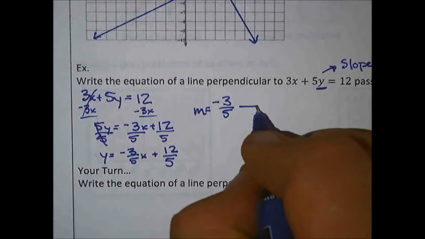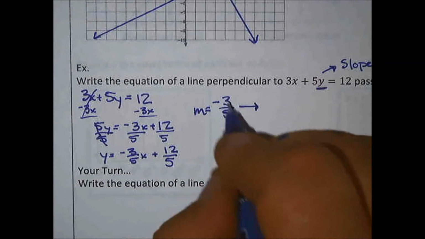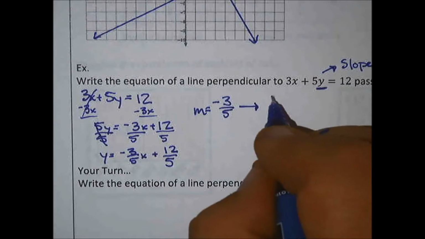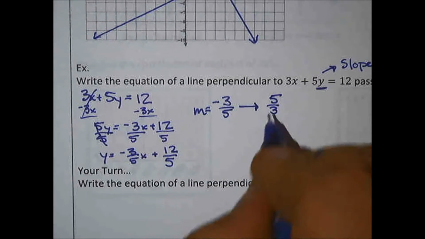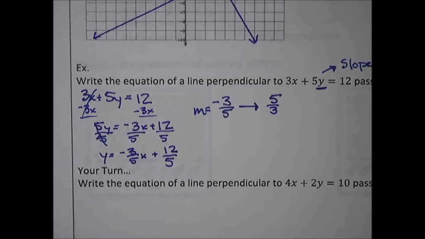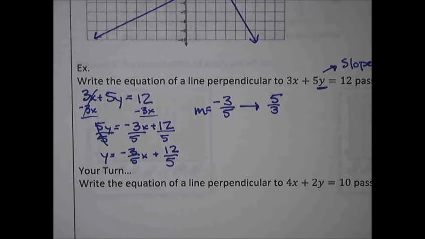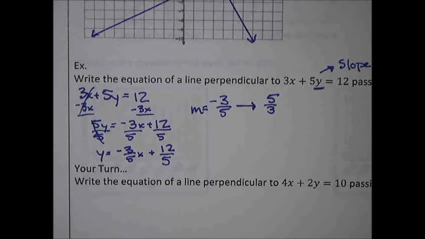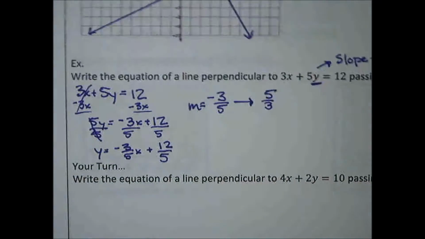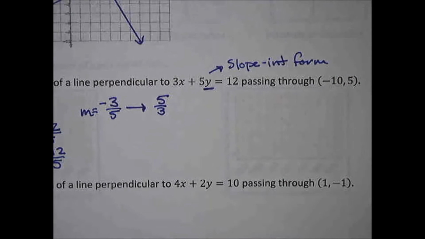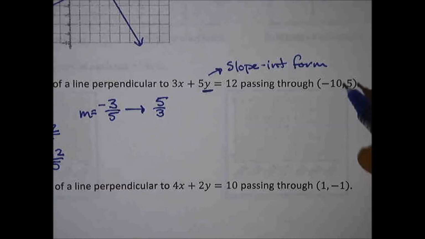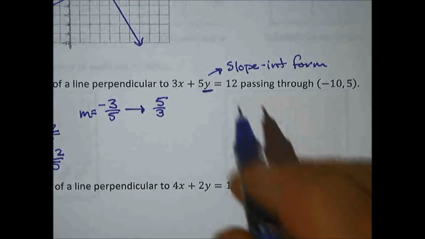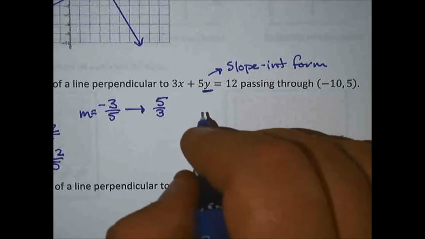And I want to change that. Remember, I want to make it the opposite sign, so it's going to be positive, and flip the fraction. So we're going to have 5 over 3 this time, instead of negative 3 over 5. So we change the sign, and we flip the fraction. All right, now remember, we want to make the equation of the line that goes through negative 10, 5. So I'm going to go ahead and go with option 1 first. I'll solve for b.